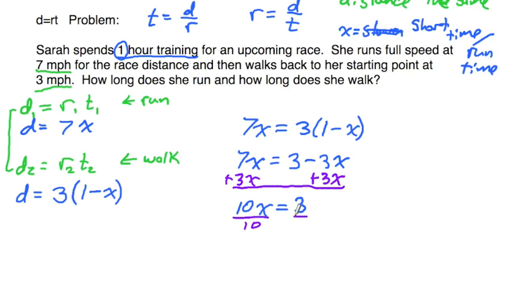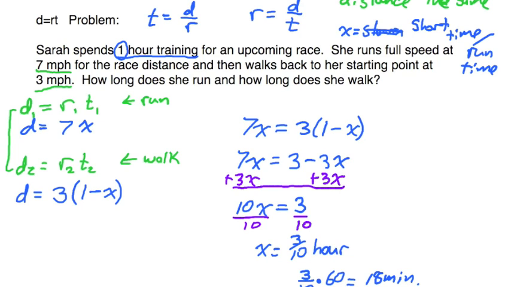Now remember, x in this case represents the time of the run speed, or the time running. So this is 3/10. The measurement has to be in hours because we're talking about miles per hour up here. So this would be 3/10 of an hour. Now, if you're interested in exactly how long that is, you can change it into minutes by multiplying by 60. So let's see, 10 goes into 60 6 times. 6 times 3 is 18 minutes. So she spent 18 minutes running.